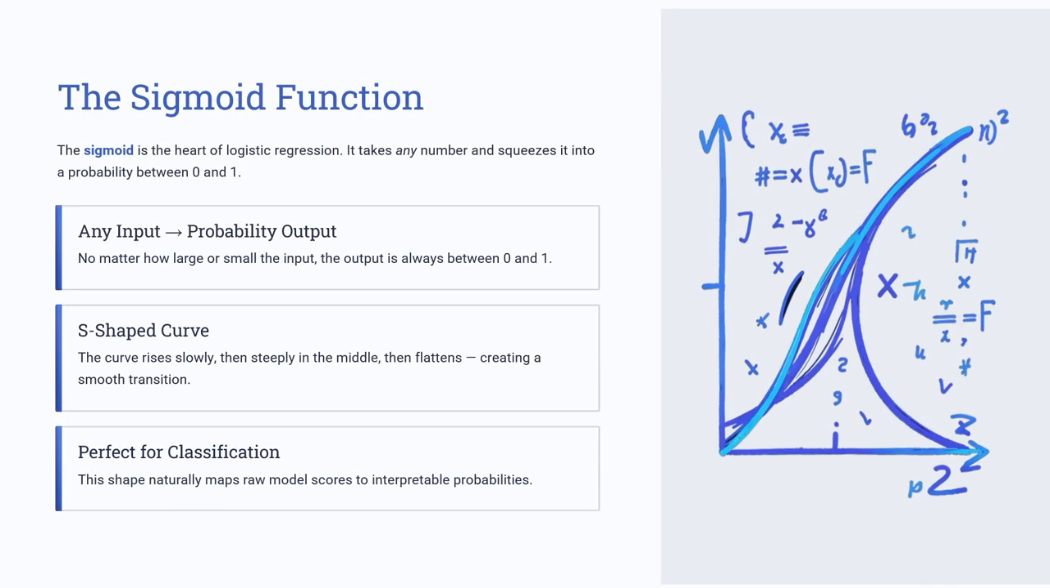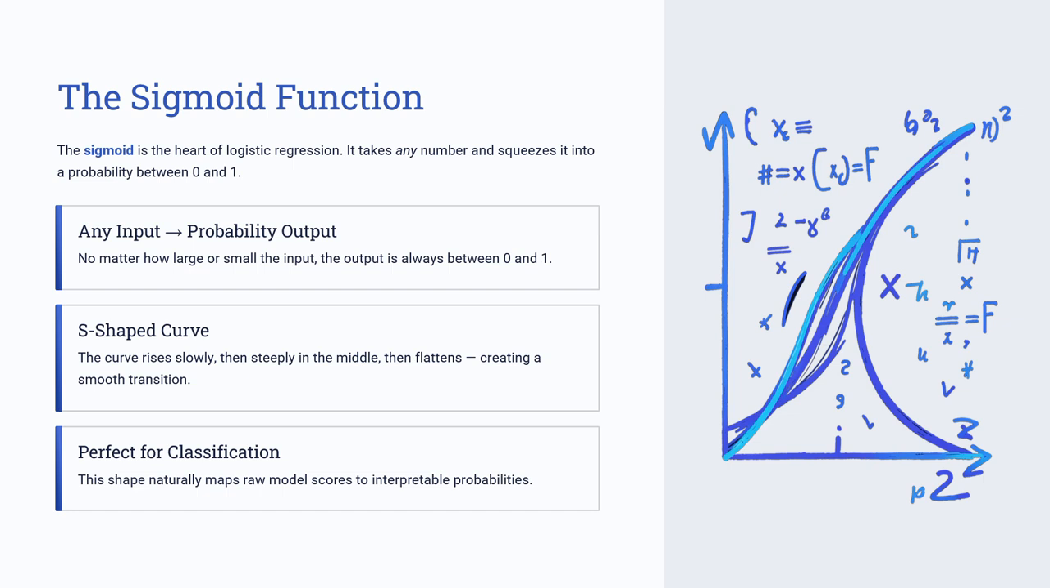The sigmoid function. Now comes the most important part, the sigmoid function. The sigmoid function converts any input into a value between 0 and 1. In the graph, it's a graph that looks like an S shaped curve. This makes it perfect for probability prediction. No matter how large the input becomes, the output will always stay between 0 and 1. That's why logistic regression uses the sigmoid function.